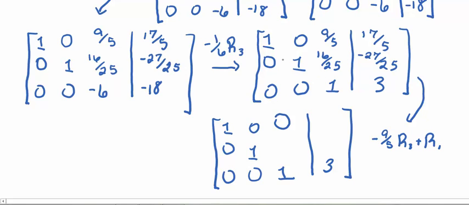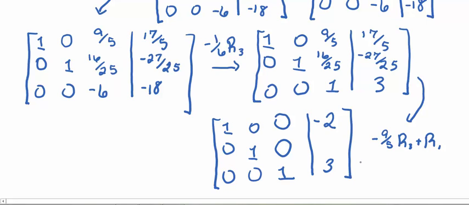0 plus 1 is 0. 0 plus 0 is 0. Negative 9 over 5 plus 9 over 5 is 0. And then 3 times negative 9 over 5 plus 17 over 5 gives me negative 2. I also need a 0 in this last spot. It's currently 16 over 25.